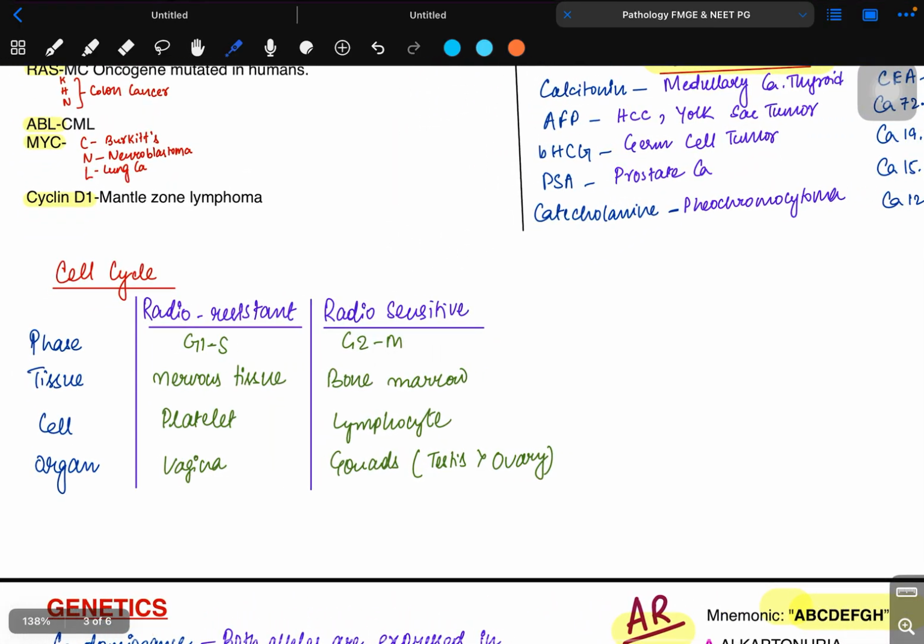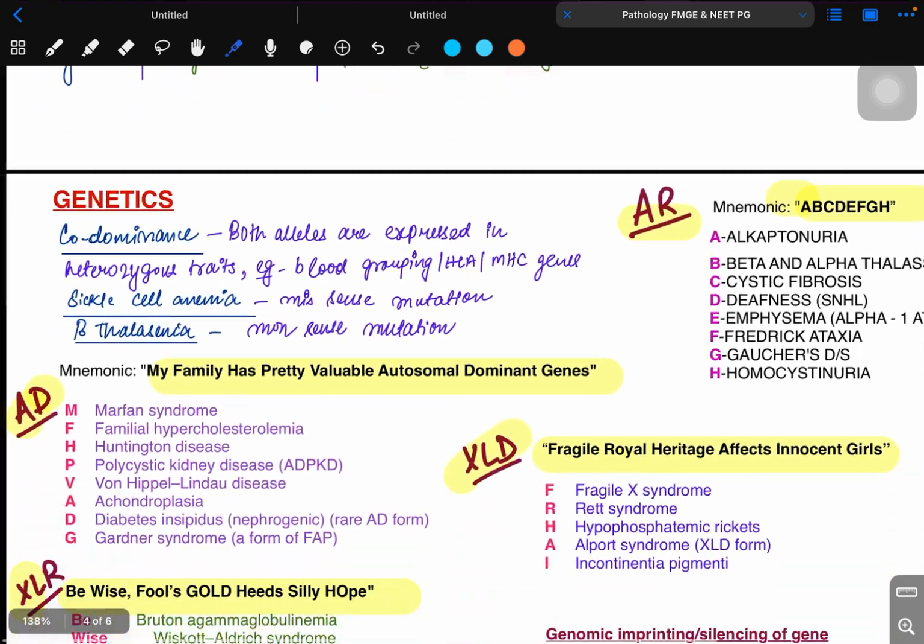Coming to the cell cycle, radio-resistant phase and radio-sensitive phase. Here the radio-resistant phase is G1S, and the radio-sensitive phase is G2M. Tissue which is radio-resistant is nervous tissue, radio-sensitive is bone marrow. The radio-resistant cell is the platelet, and the radio-sensitive cell is the lymphocyte. The radio-resistant organ is the vagina. The radio-sensitive organ is the gonads, and in gonads, testes are more sensitive than ovary.